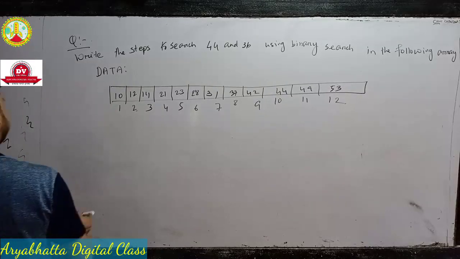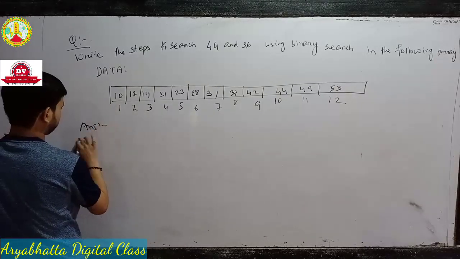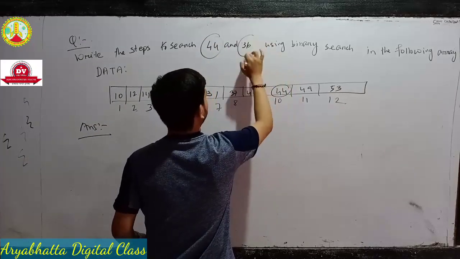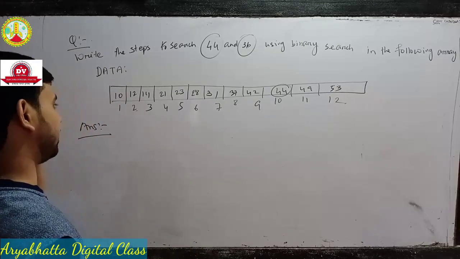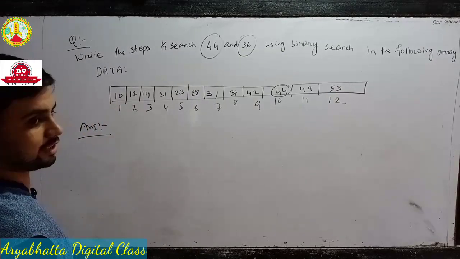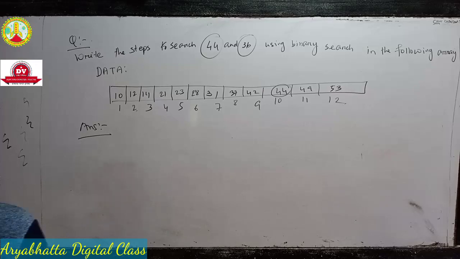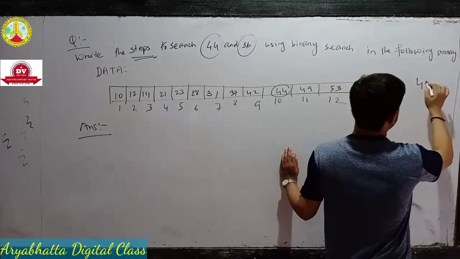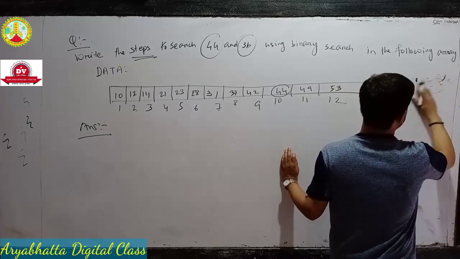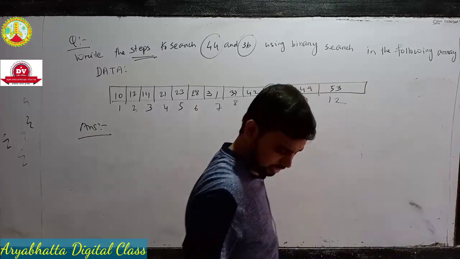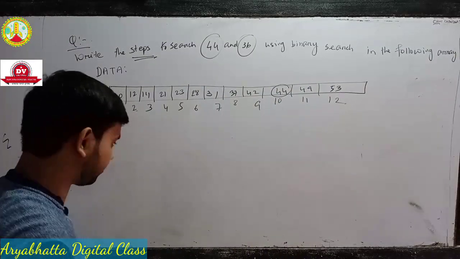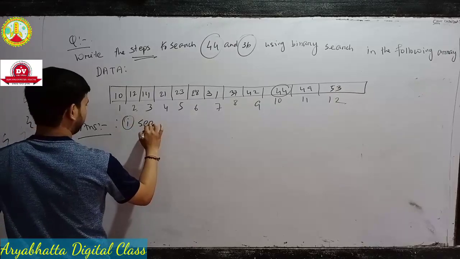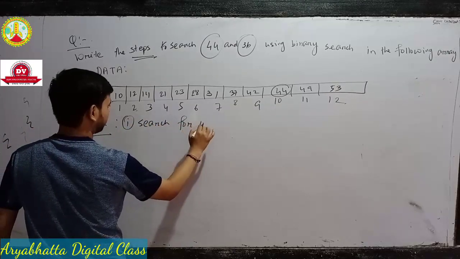See, we have to find 44 and 36. 36 is not here, which means we find it unsuccessful. But how? Step by step. You write the steps, and that type of question carries at least 4 or 5 marks in the exam. But it is very easy to score this mark. Step by step, if you remember the formula, search for 44.